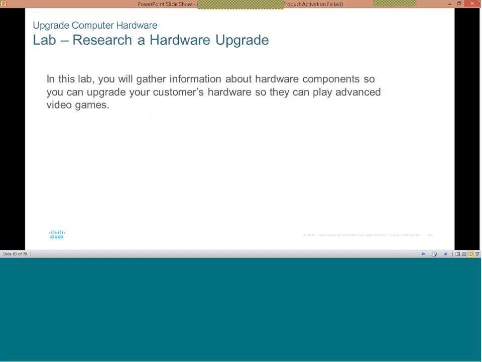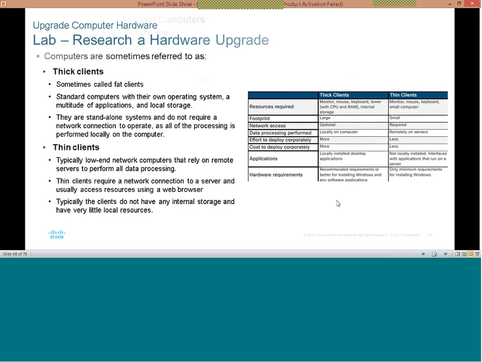So we also look at the lab. In the lab, you will gather information about the hardware components so you can upgrade your customers' hardware so they can play advanced video games. In upgrading, we talked about the RAM, we talked about all those components that ought to be upgraded. The reason we talked about upgrading these components is because when you upgrade them, you have better performance. So that's the essence of upgrade, and you have to know which of the components to upgrade and ensure that we get a compatible drive each time we want to do that.